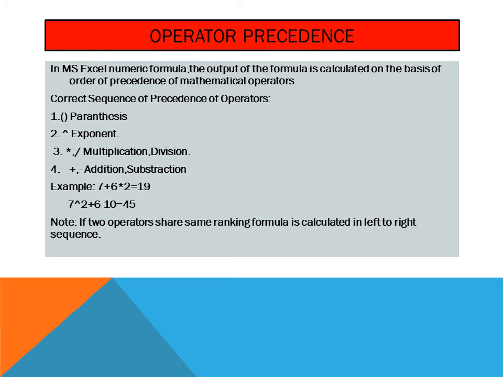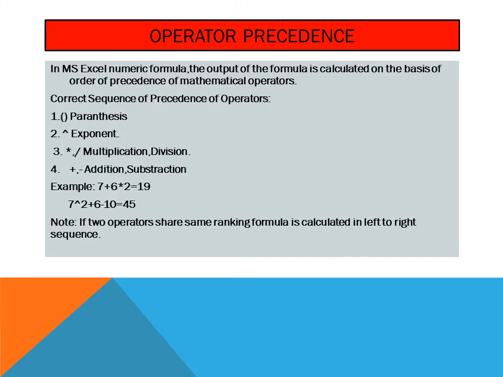That means some of the operators are given more preference and they would be solved first in comparison to the other operators that we have learned till now. So let us see what is the correct sequence of the precedence of the operators. First is parenthesis, and I have already told you, while we are writing any formula in an Excel sheet, we can use only round parentheses. So parentheses have been given the first preference.